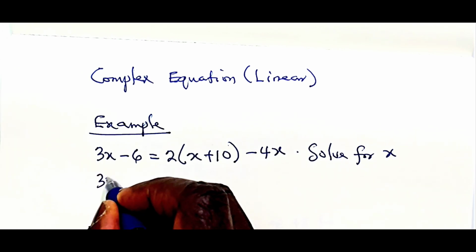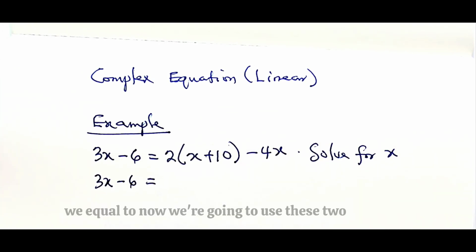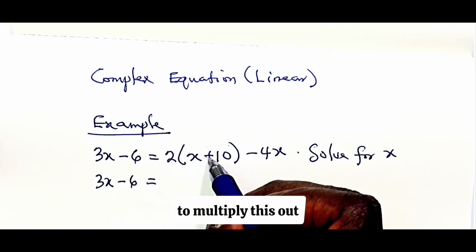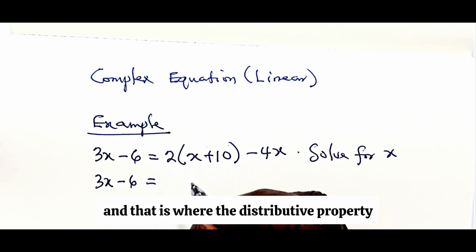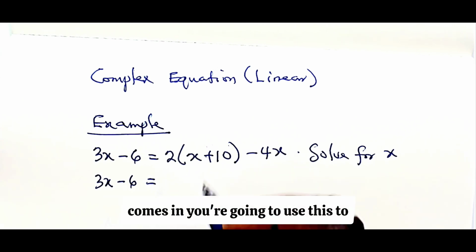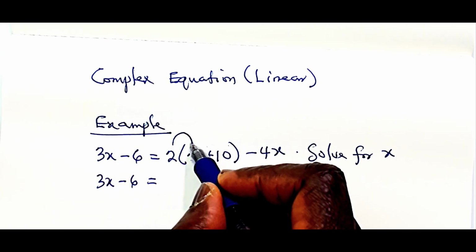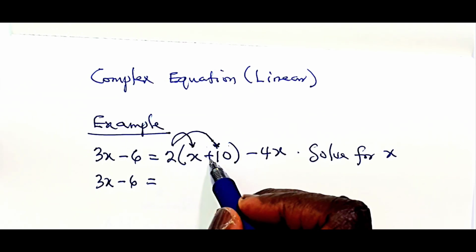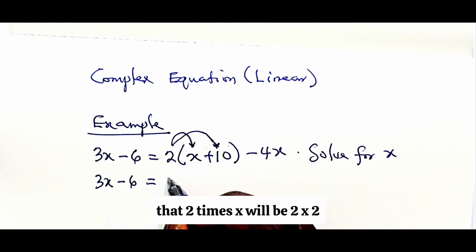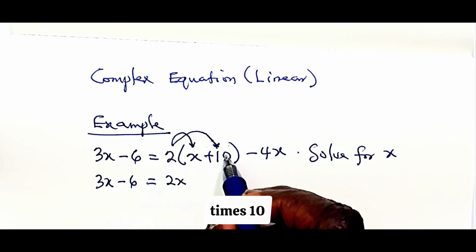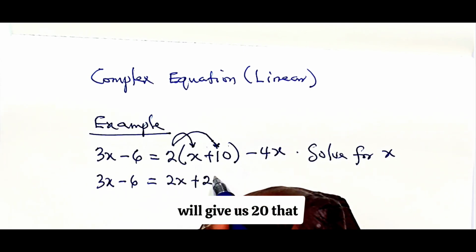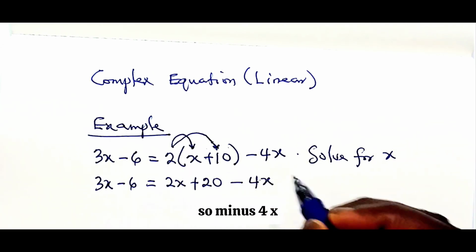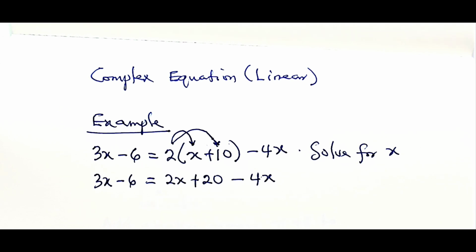So we're going to do that. We have 3x minus 6 equal to, now we're going to use this 2 to multiply this out, and that is where the distributive property comes in. You distribute the 2 into x and 10. So if you do that, 2 times x will be 2x. 2 times 10 will give us 20. So minus 4x. We are doing great, right?